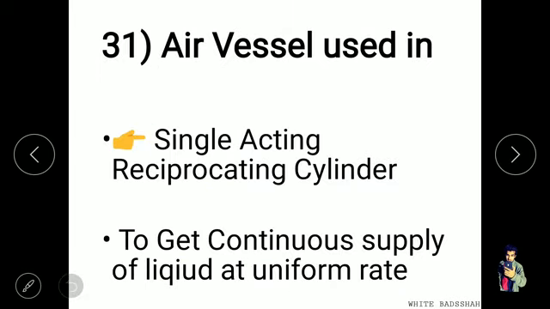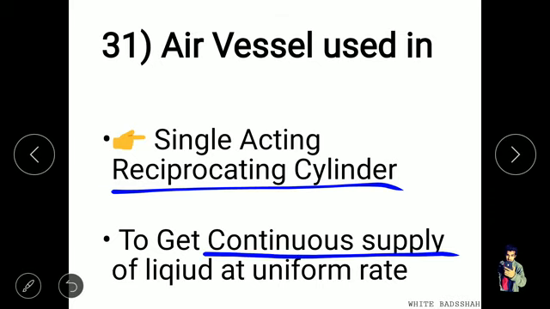Now the air vessel, what is the main function of an air vessel? Why is it used in reciprocating cylinders? In a single acting reciprocating cylinder, it is used to get a continuous supply of liquid at a uniform rate.